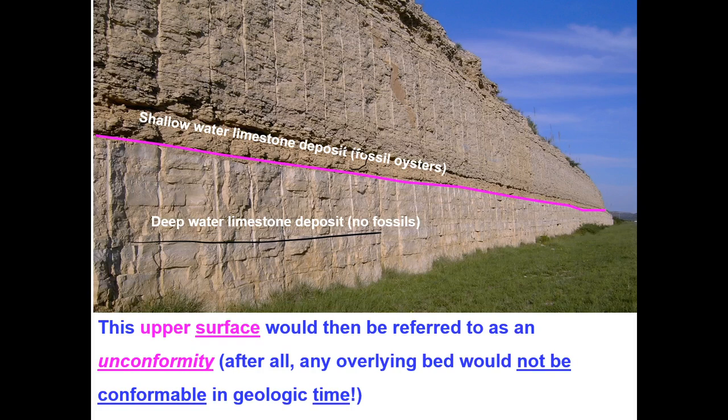Conformable means that there's no cessation in deposition. It's continuous deposition. That's what conformable beds are. That means that there was no cessation in deposition. There's continuous deposition from bed to bed. But there was obviously some kind of cessation of deposition at this point. Okay, so that's what makes it an unconformity.